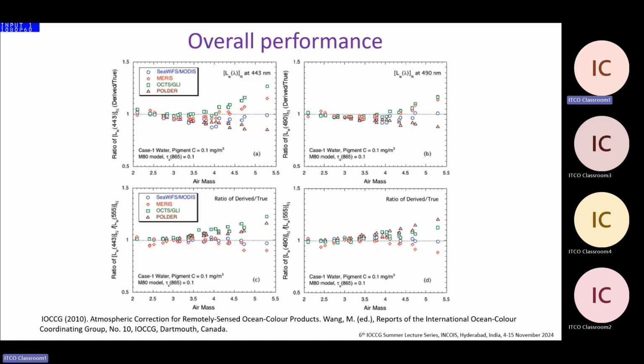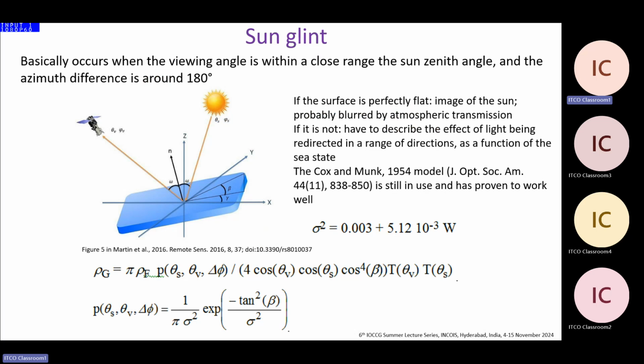Okay, we're going to look at a few of these things we have ignored so far to make the problem a bit simpler. But anyway, they are there. We need to cope with them in some way. And the first one is this sun glint. So sun glint is basically the specular reflection of the direct sun beam at the surface.